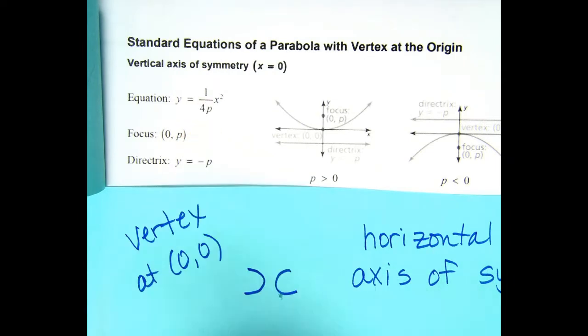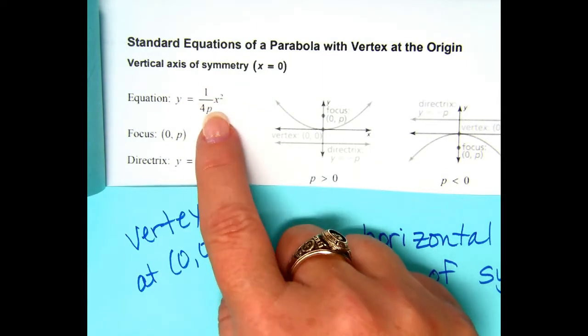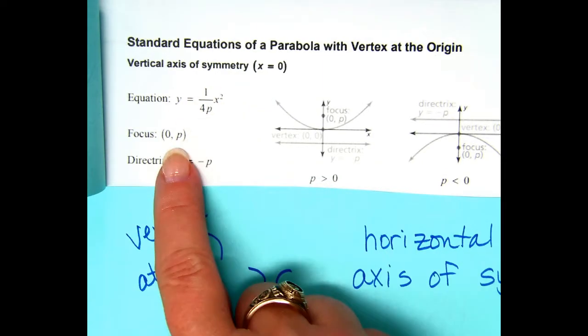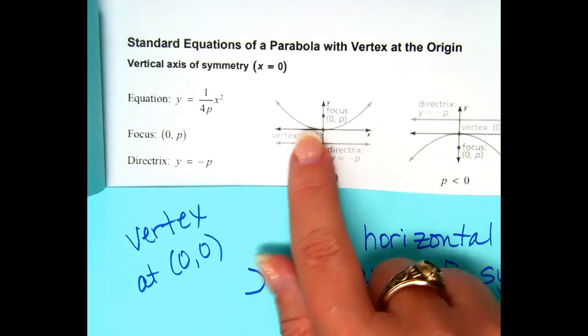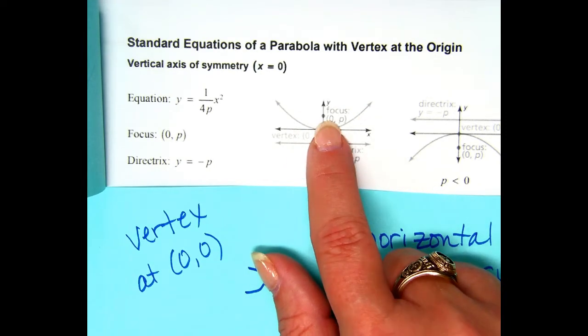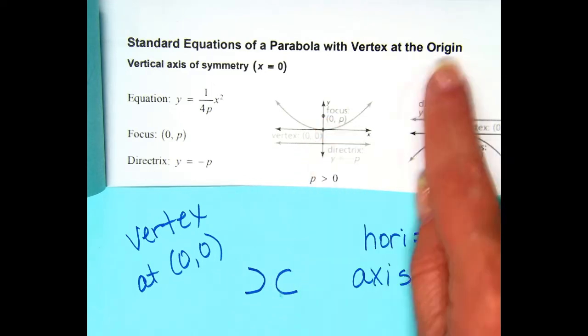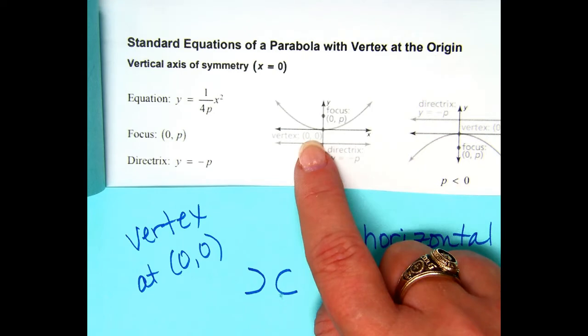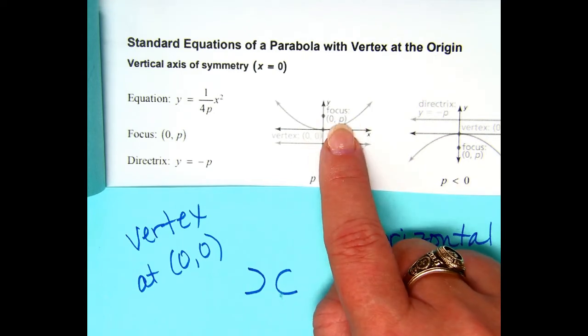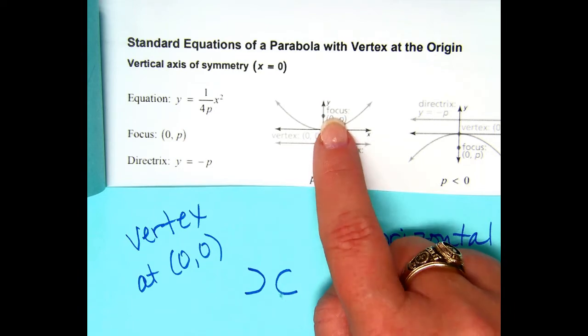Isn't a and 1 over 4p the same thing? So why would I teach you 2 ways? It depends on what you're given. Right? If you're given an a value, great, use a. But if you're given a p value, a is not going to help you. You need that p value, right? Okay? So here's the deal. 1 over 4p. What does that even mean? Well, here's a picture of the graph, okay? From the vertex to the focus. Notice that the vertex is 0, 0. We knew that because it says it's at the origin. But if the vertex is 0, 0 and the focus is at 0, p, how far away is the focus from the vertex?